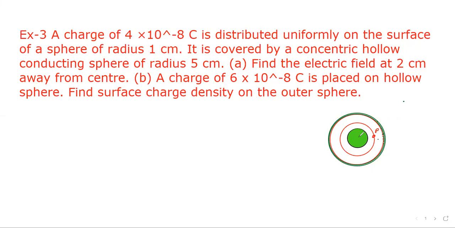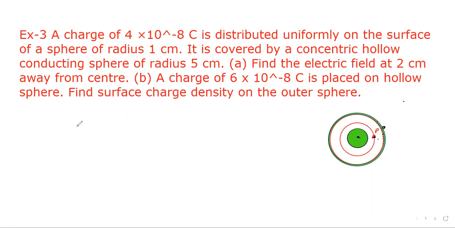So here, this is the inner sphere, which has charge 4 × 10^-8 coulomb. And this is the outer hollow sphere, which is given 6 × 10^-8 coulomb charge. Now, this is the point P where we have to find the electric field. This distance is 2 centimeter.